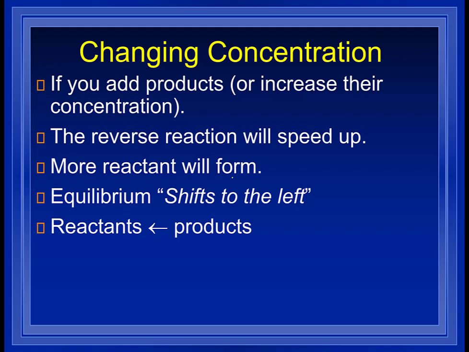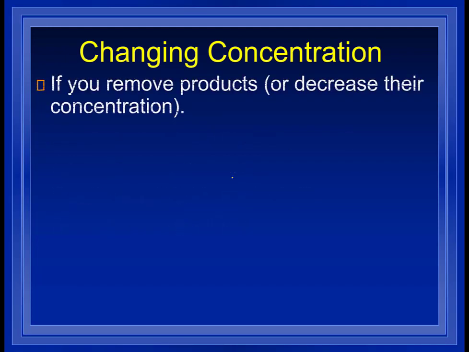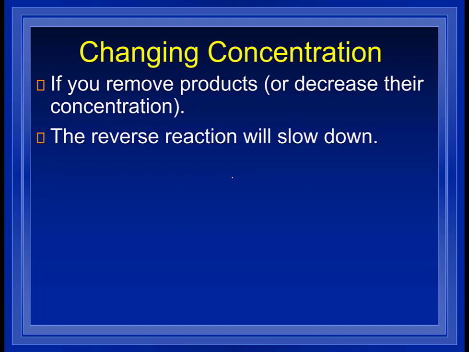We can't change where reactants and products are, so we say left and right. So if the reverse reaction speeds up, it wins for a while, you make more reactant. I could also remove products, get them to leave somehow, decrease their concentration, and then the reverse reaction will slow down.